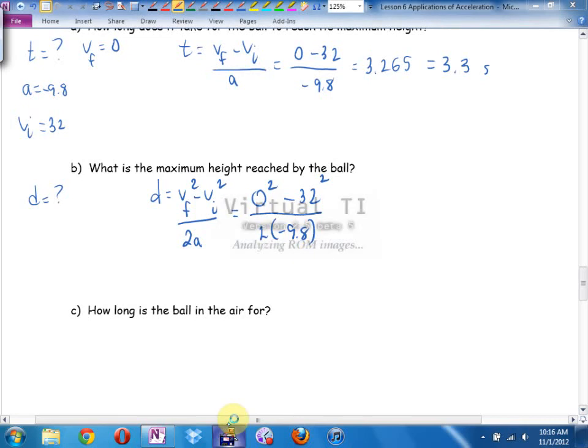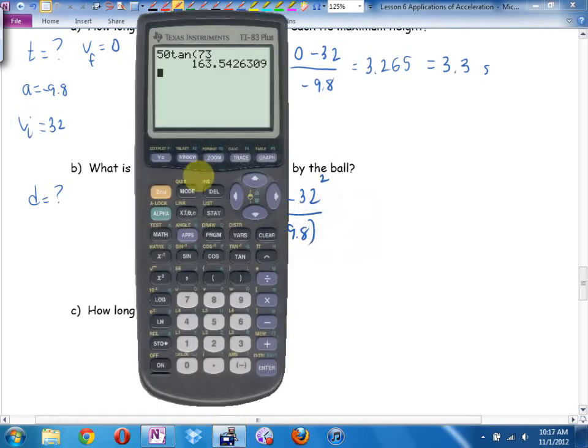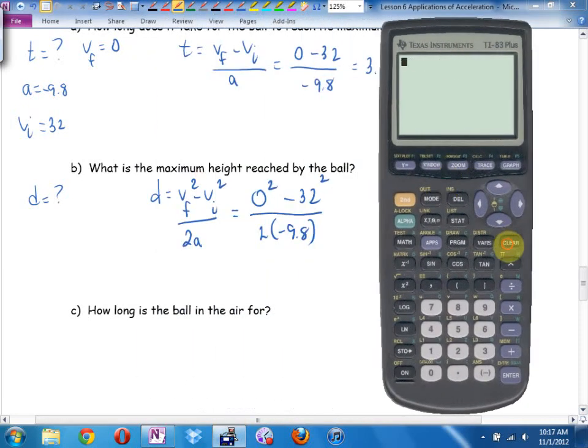In other words, if I'm going to go to my calculator, if I'm going to type this in, and I do want you to learn to type stuff in one fell swoop, I'm going to go 0 squared minus, by the way, did I really need to go 0 squared? What is 0 squared, just plain old? I could have just gone 0, but I'll do the squared so you can see it. Minus 32 squared, close bracket, divided by bracket, 2 times negative 9.8.